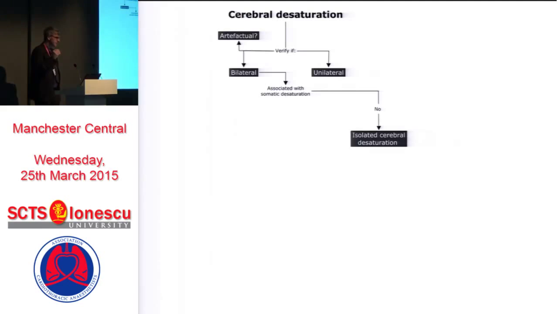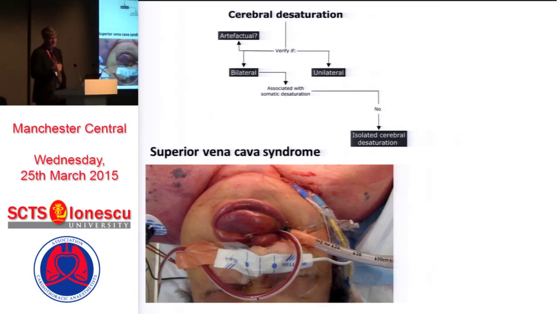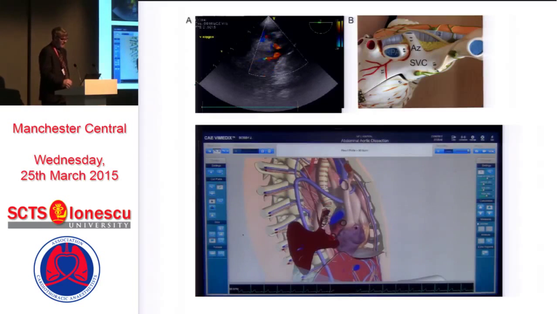The next step, if it's not unilateral and it's bilateral, and there's no evidence of systemic hypoperfusion, so the oximetry, let's say on the arm or on the legs, would be normal, then you have to think about something which is affecting venous drainage of the brain. And this is typical of a superior vena cava syndrome. And one of the things that can happen is an occlusion of your drainage. And this can be seen when you have bicaval cannulation.